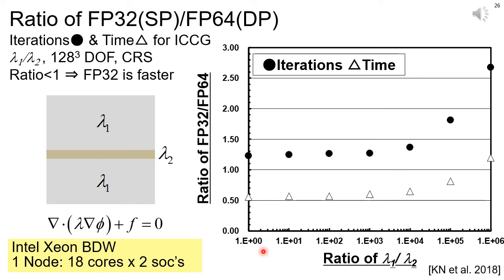This slide overviews the results for P3D. Size of the problem is 128 by 128 by 128, total 2 million unknowns. Problem is solved on a single node of Intel Xeon Broadwell with 36 cores. Lambda 1 over Lambda 2 ratio changes from 1 to 1 million. This figure shows ratio of FP32 over FP64 for number of iterations and computation time for ICCG solver.